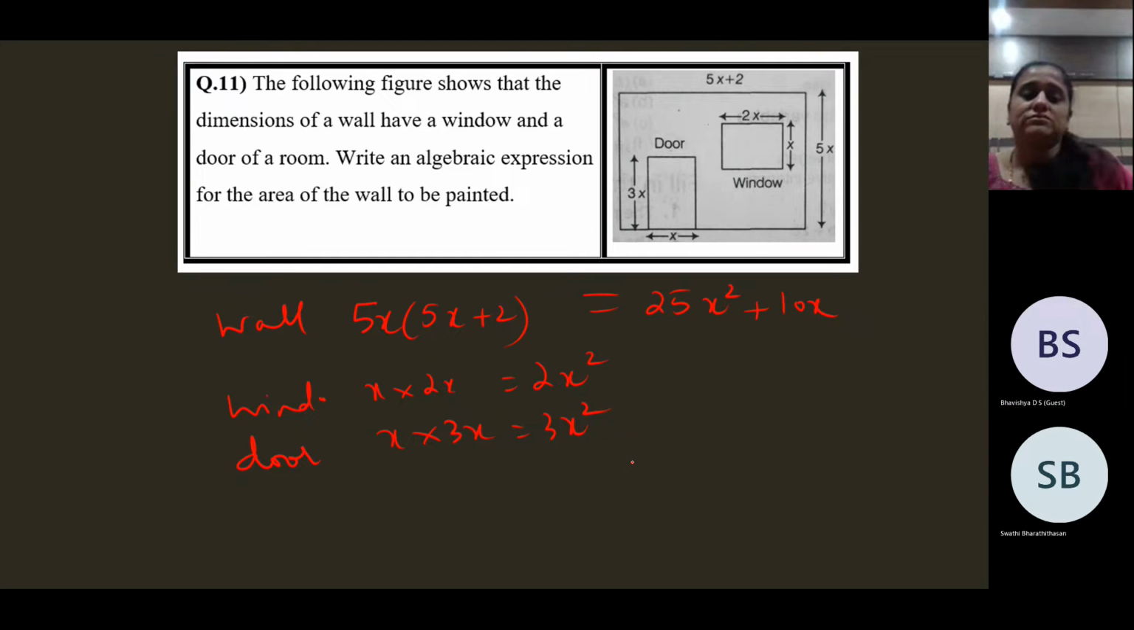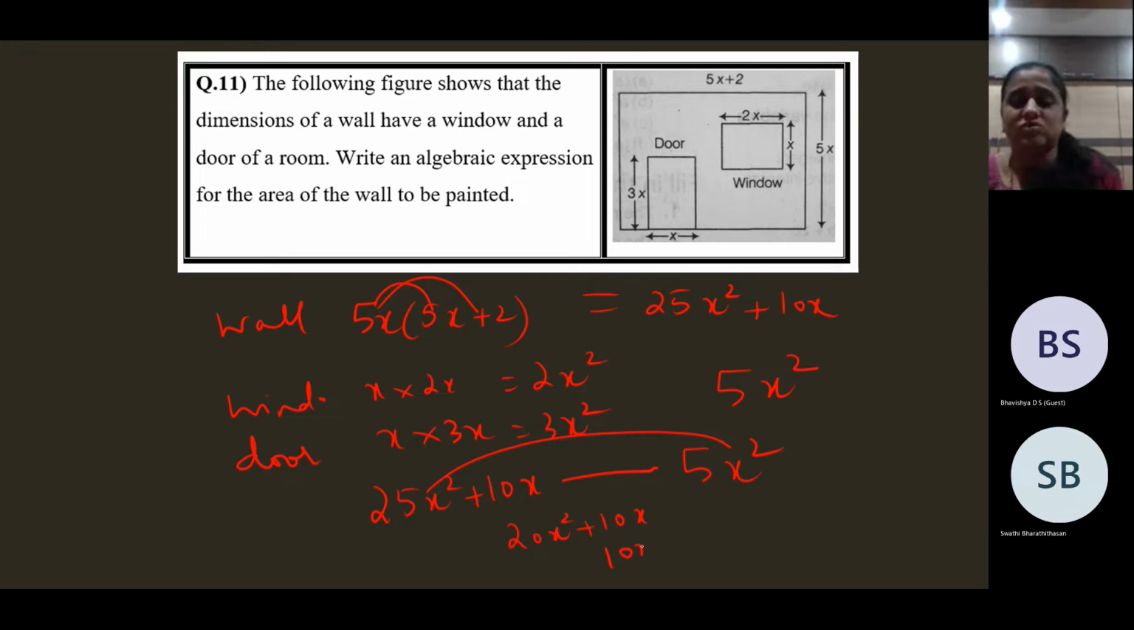Yes, ma'am. What is the area occupied by the window and door? 5x square. Totally 5x square, correct? Yes, ma'am. So from the area of the wall, you must take away the area of the door and window. So 25x square minus 5x square is 20x square plus 10x. Now take out common. Whenever there is something common, take it out. So 10x is common. In the bracket, you'll get 2x plus 1. That's all.